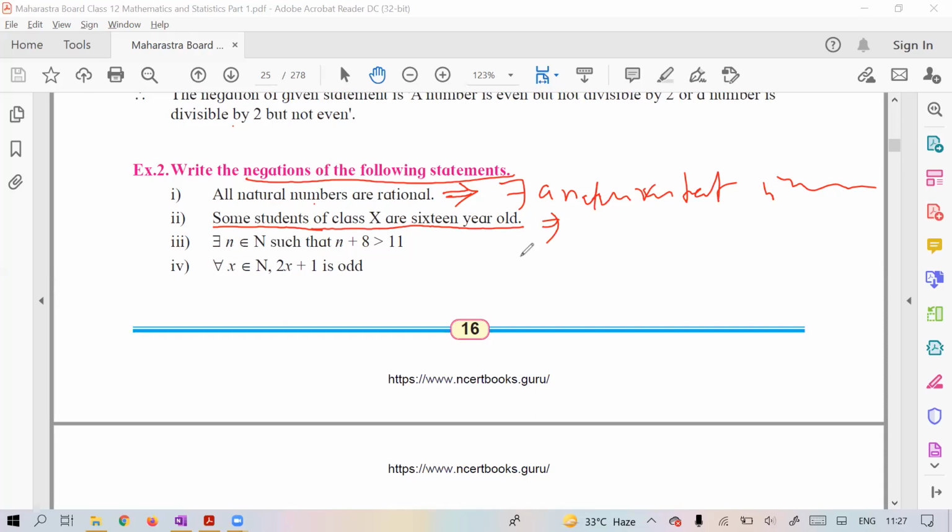Yes. Okay, so negation you want to write. So some means there exists only. So all students of class 10 are not 16 years old. Fine. There exists a natural number such that n plus 8 is more than 11. The negation: for all n belonging to natural numbers, n plus 8 is less than or equal to 11. Okay.